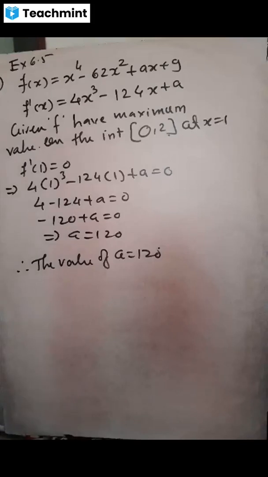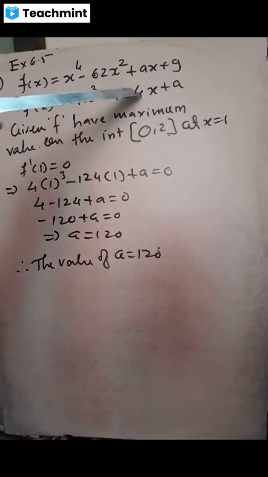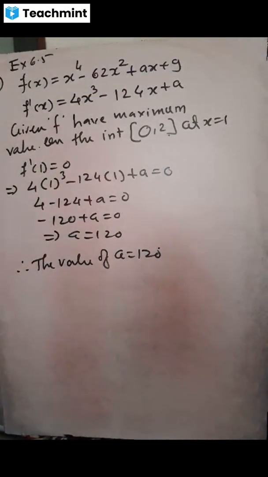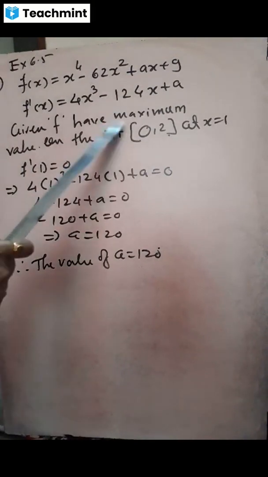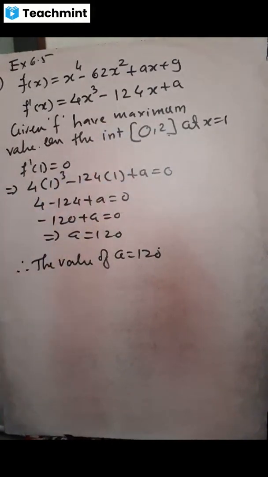See here, the question was given: x is equal to 1. The function x raised to 4, minus 62x square plus ax plus 9, will have the maximum value in this interval, and at that time the value of x is 1.